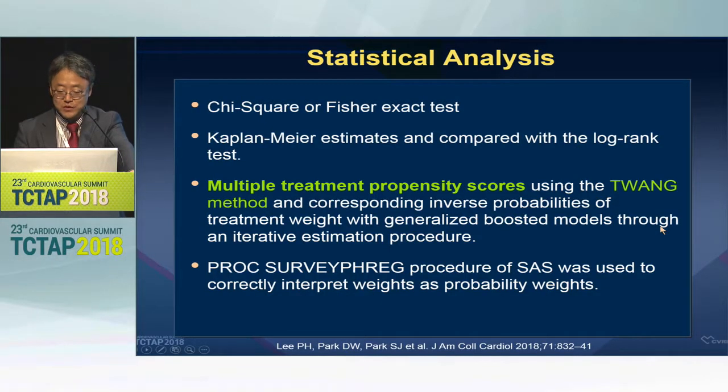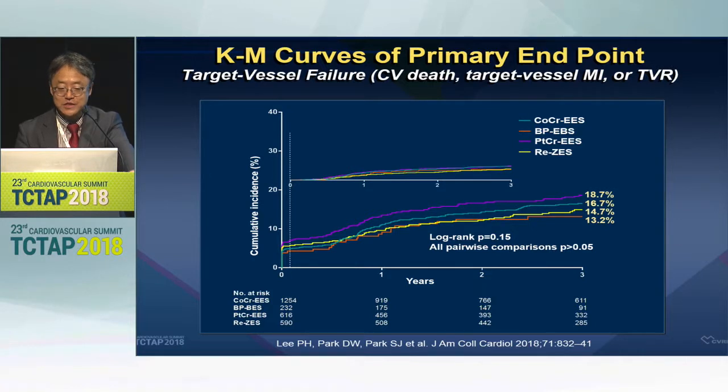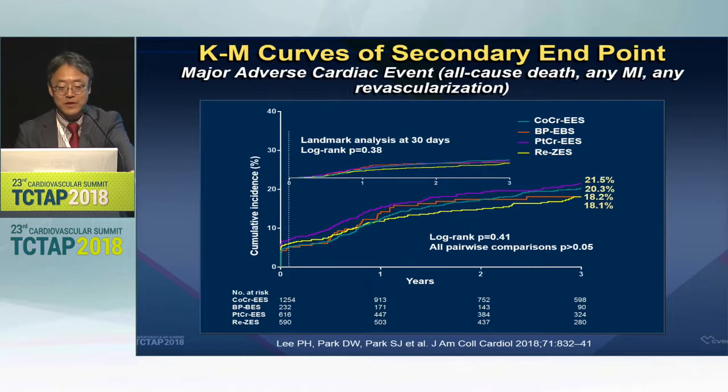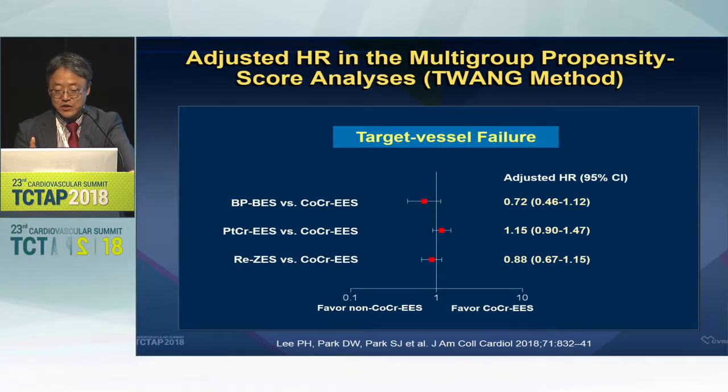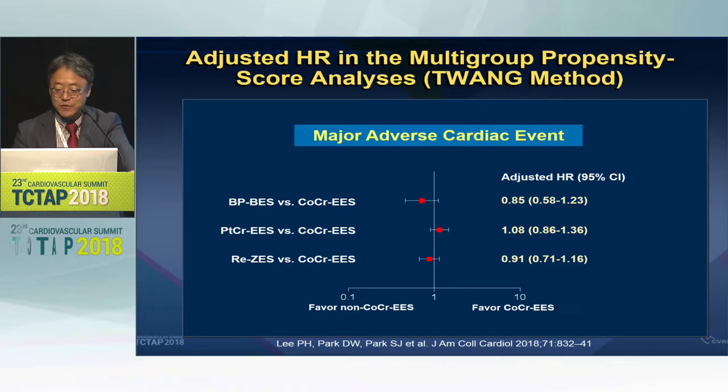So we did a multiple treatment propensity analysis. Looking at the result, this is the observed outcome Kaplan-Meier curve. Overall, there was no difference between stent groups, and after 1 year, after exclusion of periprocedural MI, there was no statistical difference at all. For major adverse cardiovascular events, the patient clinical outcome, there is no difference between groups, and landmark analysis shows similar outcome. And this is the adjusted hazard ratio using the TWANG method with Xience stent as a reference. We did not find any difference by the biolimus-eluting stent comparison, the Promus and the Resolute. This is consistent for major cardiovascular events.